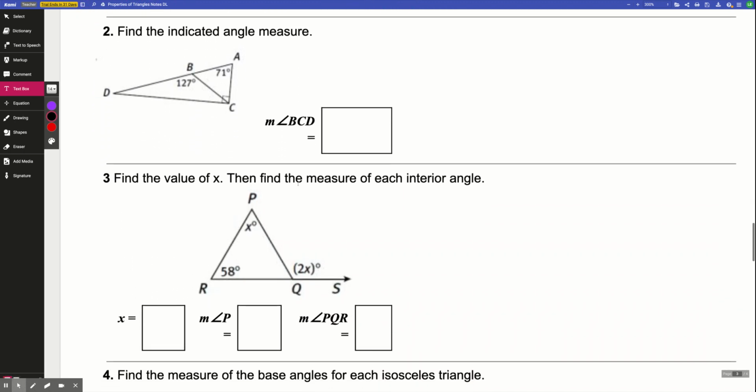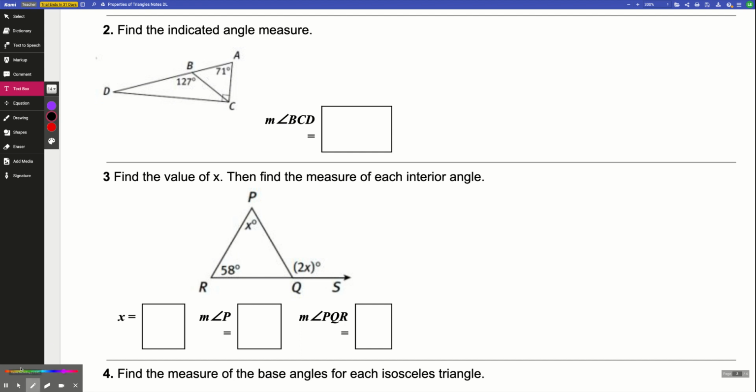So 2 says, find, again, the indicated angle measure. So I'm trying to find angle BCD. Remember, to figure out which angle you're looking for, you always want to look at the middle letter to know where the vertex is, and then start with the first letter, follow to the second, and then go to the third in the picture. So angle BCD is this angle right here.